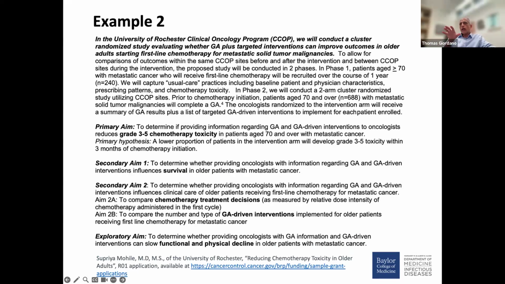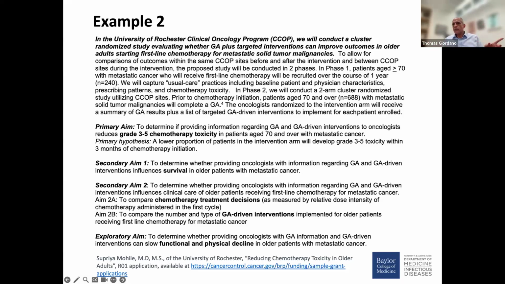So in our University of Rochester Clinical Oncology program, we will conduct a cluster randomized study to evaluate whether this intervention improves outcomes. And then they get into a little bit of the methodology and the study design, and then they have a primary aim to determine if providing information regarding GA and GA-driven interventions reduces grade 3 to 5 chemotherapy toxicity. So this is their aim.